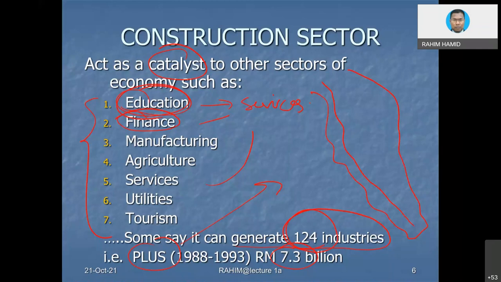And then manufacturing. All kinds of factories that you can see are normally built around ports and airports. Why? Because they can transport their products as quickly as possible. And if you notice, our manufacturing industry in Malaysia caters for global products. Malaysia is one of the biggest manufacturers of chips.